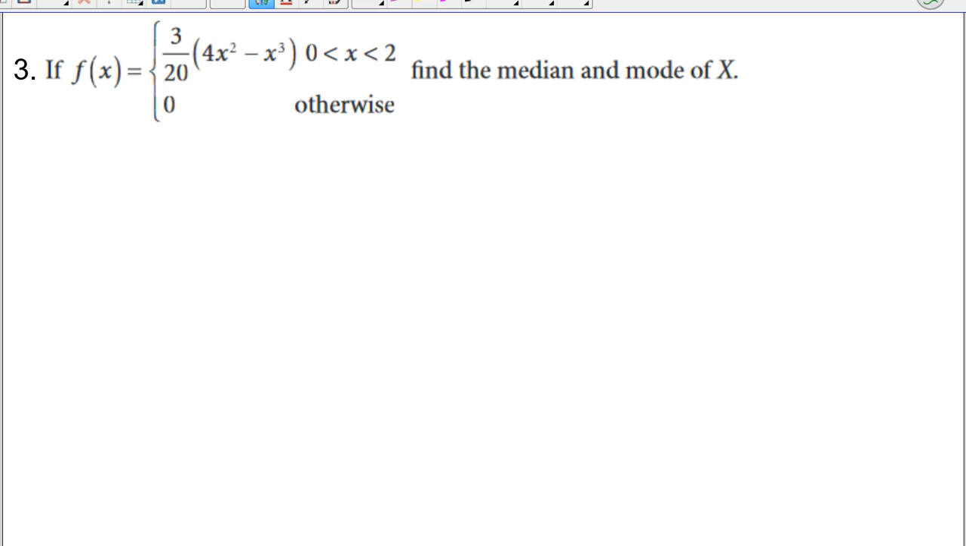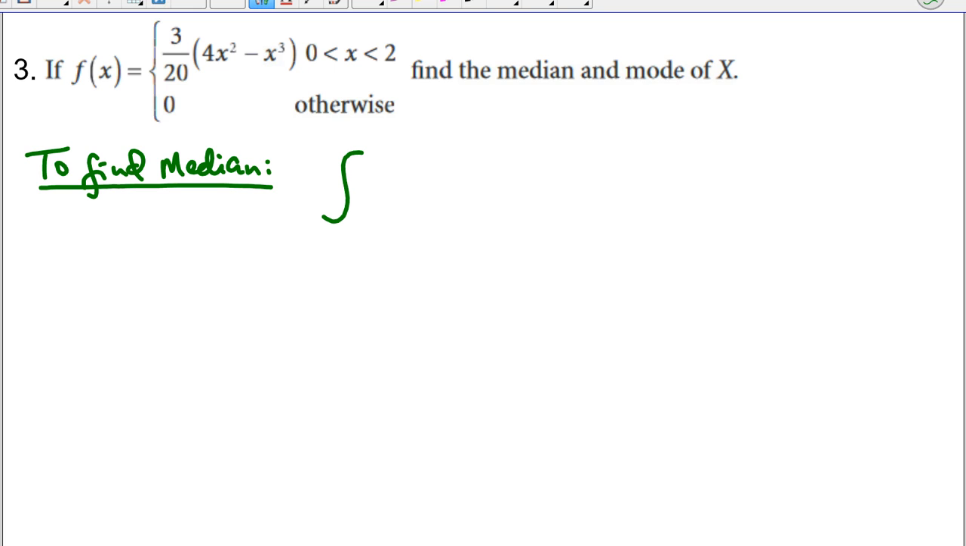All right. Number 3. This is also a calculator question. If f of x is given by that continuous distribution function, find the median and the mode of x. All right. So the first thing that I'm going to do is to find the median. I'm going to find the integral.